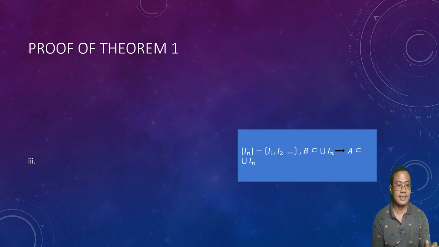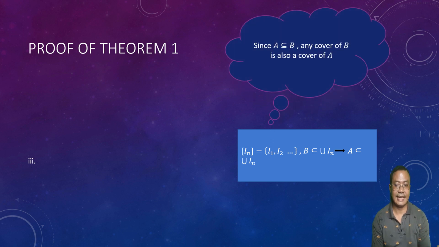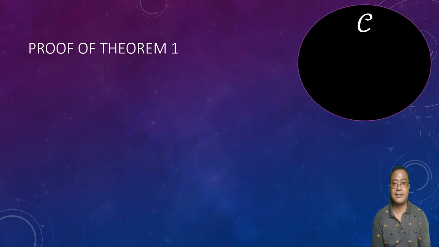All right, so next let us see. The cover In consists of the intervals I1, I2 like that, and that is a cover of B, meaning their union is a superset of B, and A is a subset of B. Therefore the cover In of B is also a cover of A. So that is quite simple. A is a subset of B. Any cover of B is also a cover of A.